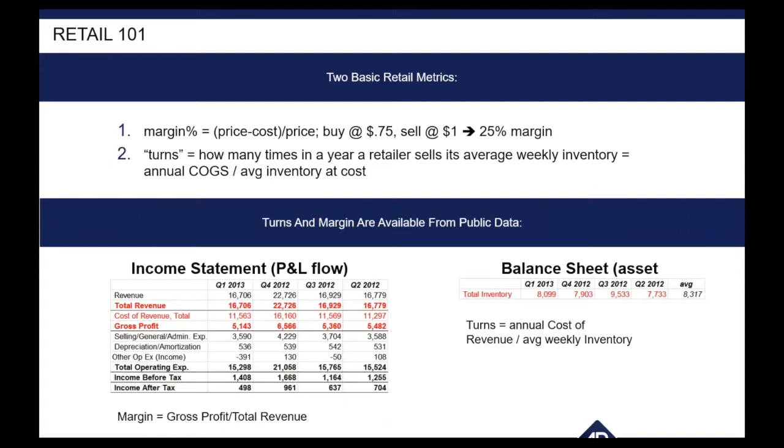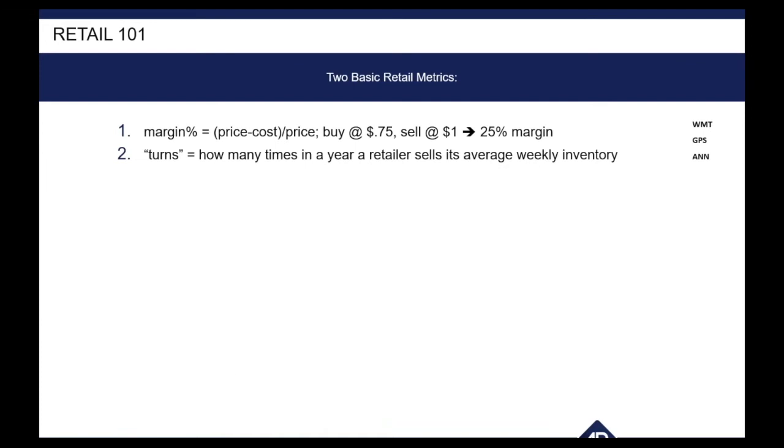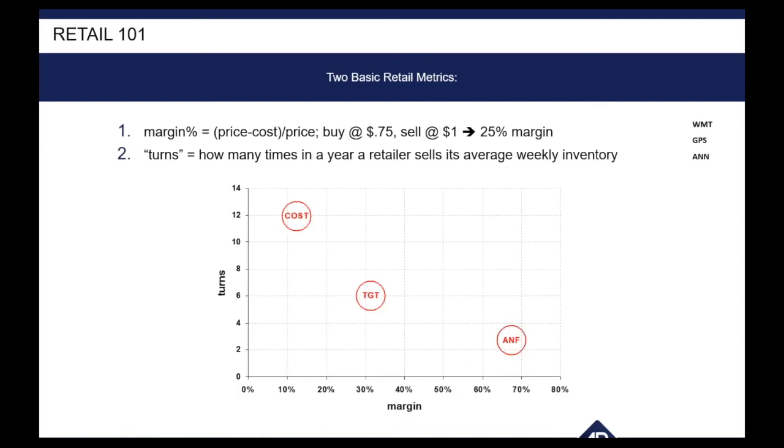Once we have those two components, we can calculate the ratio of cost of goods sold to average weekly inventory, and that gives us the turns. Now, why do we go through this exercise? Because I'd like to show you how different retailers fall with respect to one another in terms of turns and margin. So let's say that we are identifying a number of retailers on a turns versus margin chart.